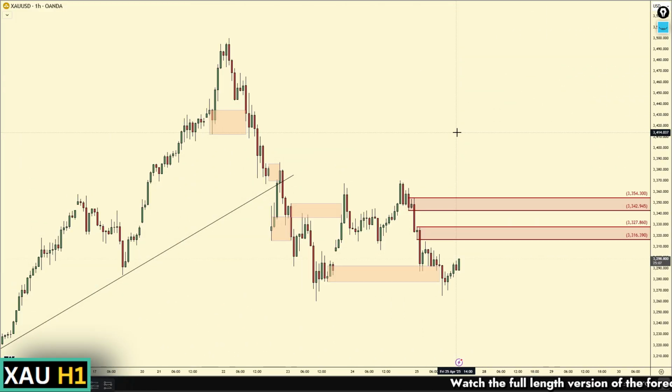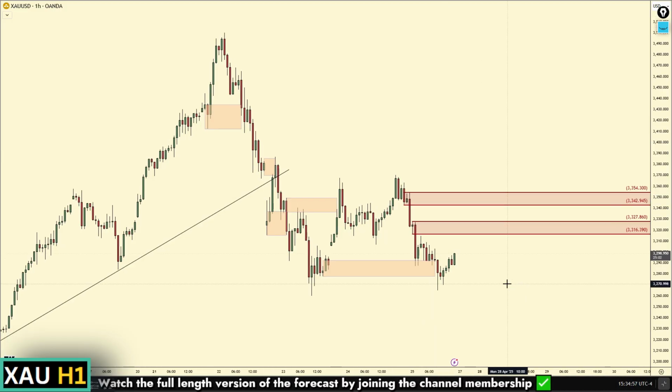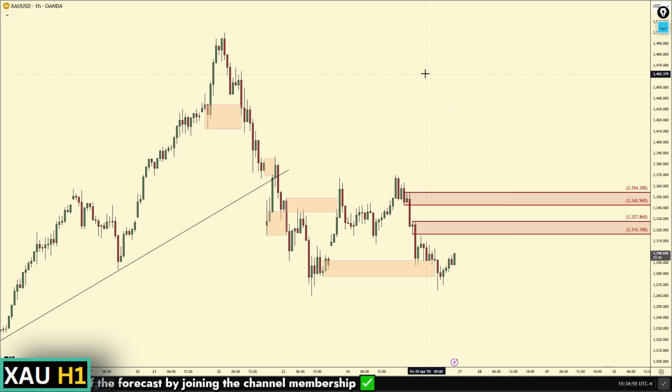On to the forecast for gold. If you look at a 1 hour time frame first, we're actually going to do a bottom up analysis. Usually I like to do top down. We're going to do bottom up from here.